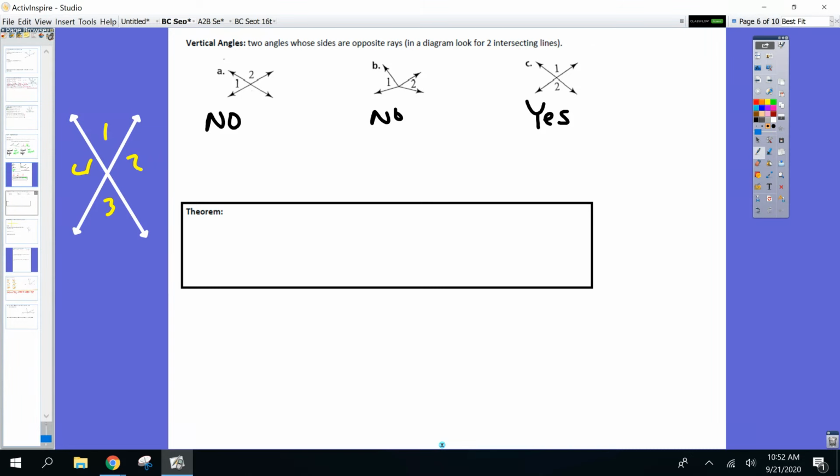Your second theorem of the day. So we had linear pairs are what? Supplementary. Now I'm going to have vertical angles are blank. If two angles are vertical, what should I know about them? You guys are going to help me find that fact right now.